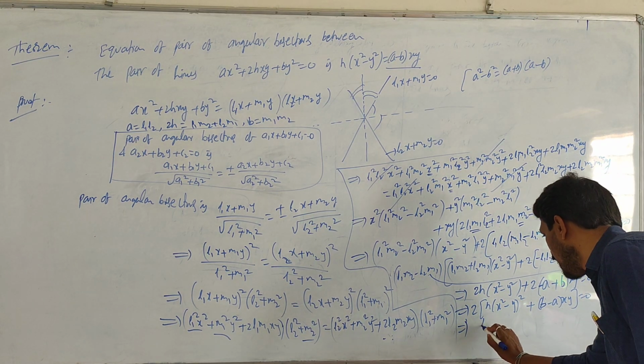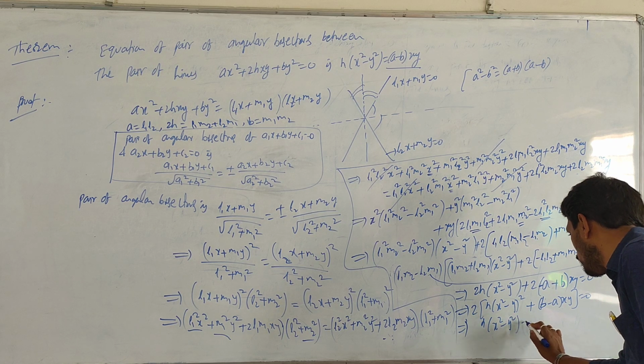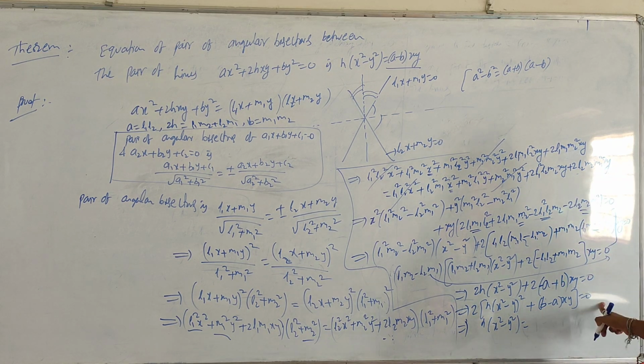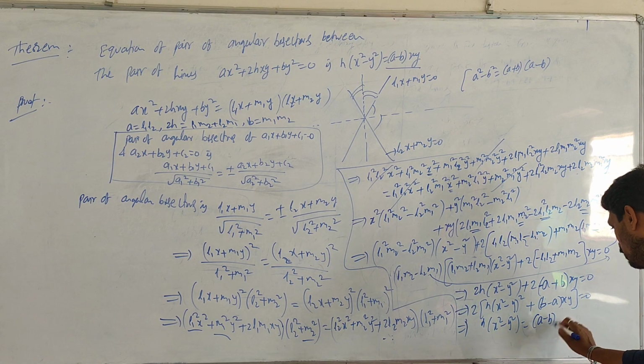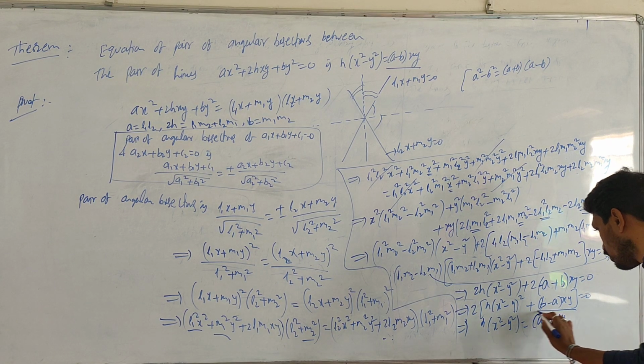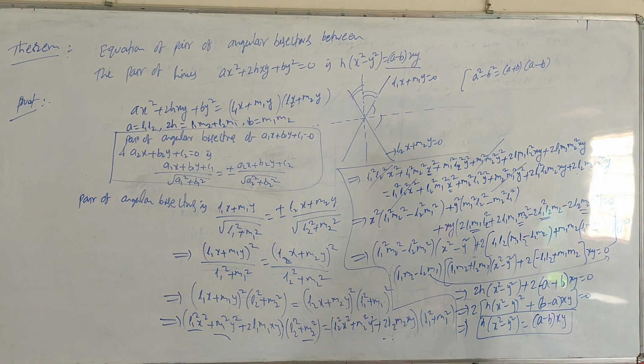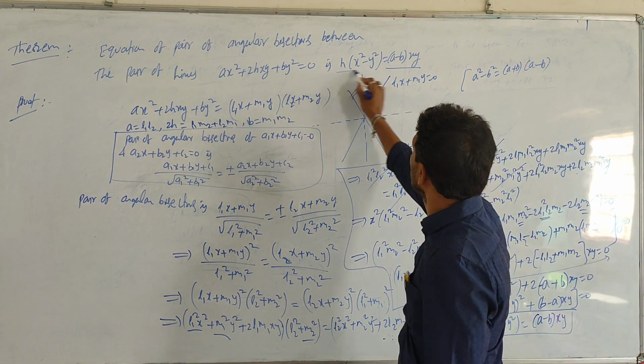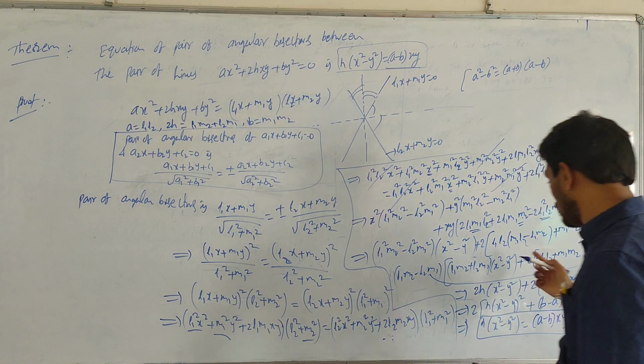Now we have h into x square minus y square is equal to this term transposed to this side with minus, and that minus multiplied, then what we have? Minus of (b minus a) becomes a minus b. So this is nothing but (a minus b) into xy. So h into x square minus y square is equal to (a minus b) into xy.